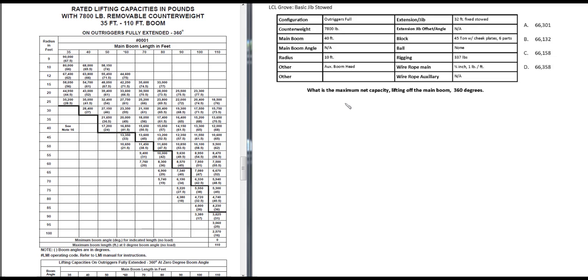So let's go ahead and write in our formula. Net capacity equals gross capacity minus deductions. Let's draw in our diagram that represents the crane's configuration. We have 40 foot of boom and a 10-foot radius.